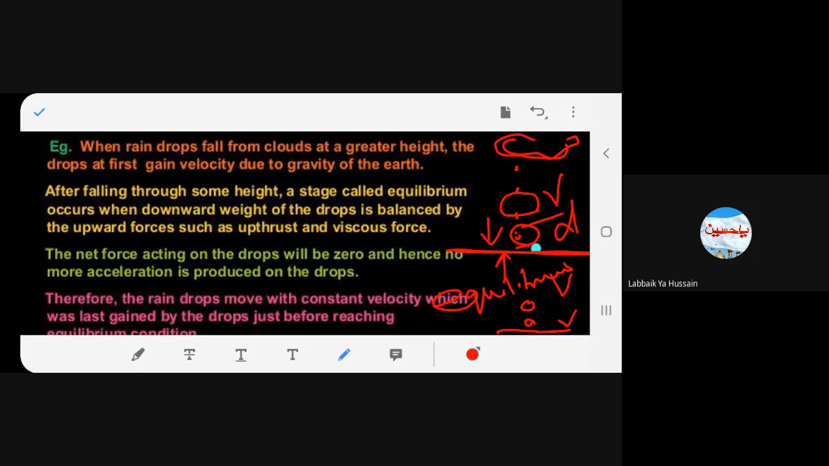Any problem, boys? No. So there will be no change in velocity because it reached the equilibrium stage when all the forces are balanced. So there will be no change in the velocity of the raindrops. Am I clear? Yes.